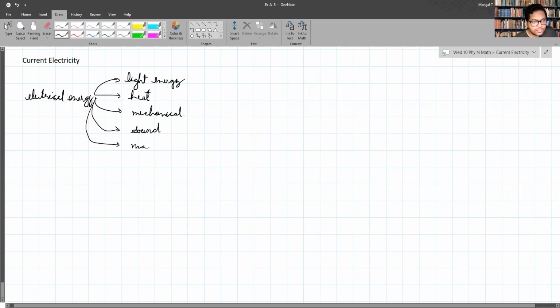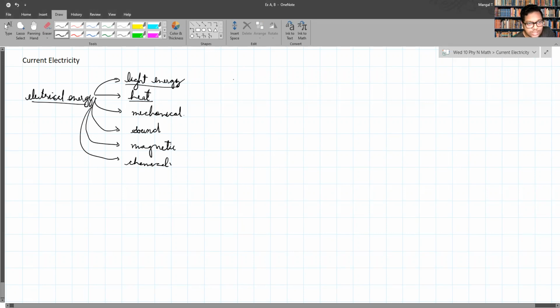Then you can have magnetic energy. Okay, current passed through a solenoid produces a magnetic field. So you can convert this into so many different forms of energy. Examples of that we have studied earlier in the chapter work, energy, power as well. Okay, so another is also chemical energy when we are charging a battery. So electrical energy does get converted into so many forms.